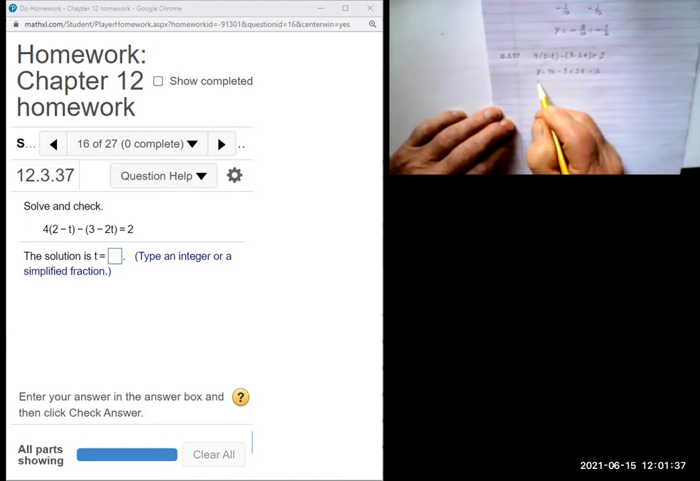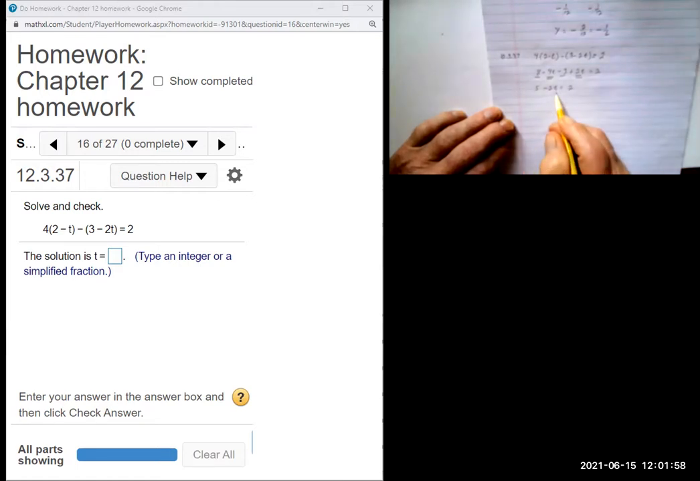Combine like terms, and I like to underline things that are alike. So 8 and a minus 3 are like quantities. That's a 5. Another pair of like quantities is the t terms. And negative 4t plus 2t is negative 2t. And that's all equal to 2.